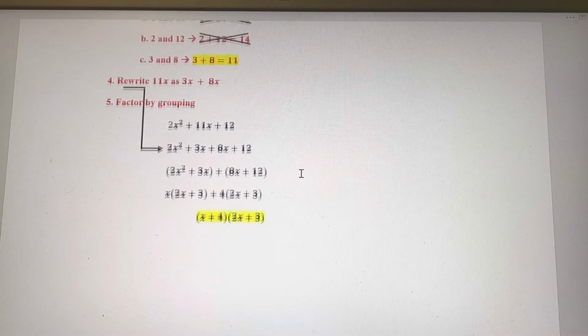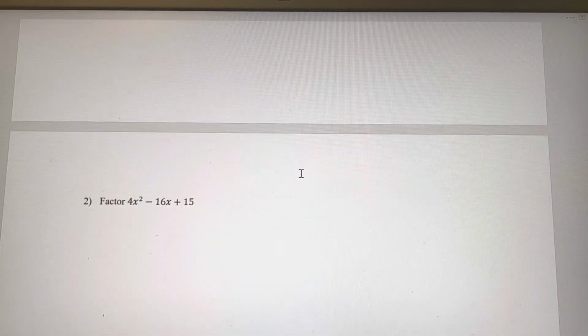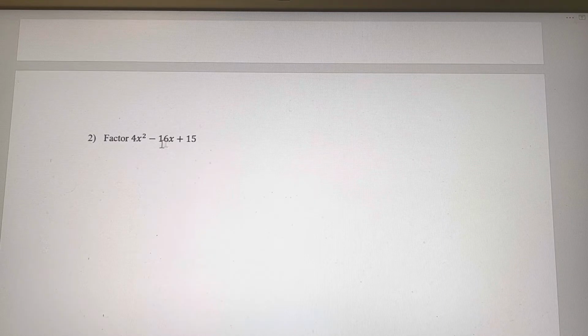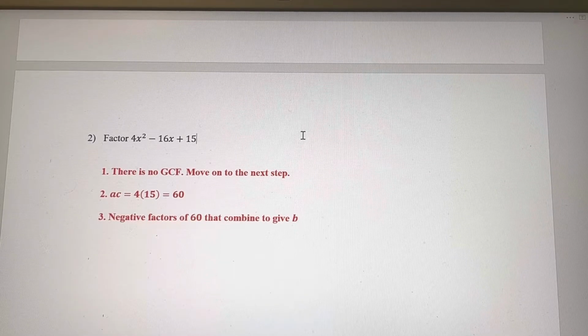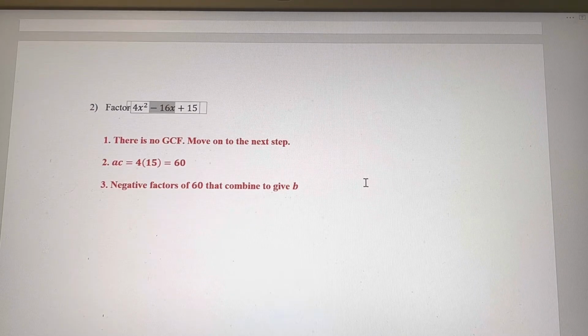All right, so let's move on to example 2. Same process, only notice that B is negative, so we're going to be looking for negative factors because our C value is positive. No GCF. A times C is 60, so I'm looking for negative factors of 60 that combine to give me negative 16. Again, I need negative factors because B is negative.